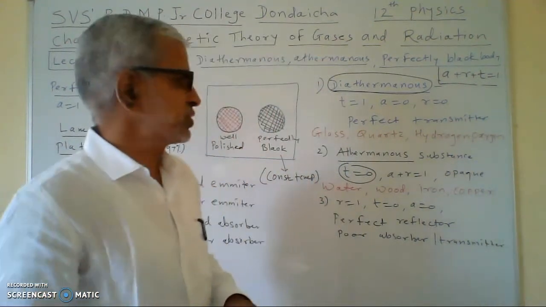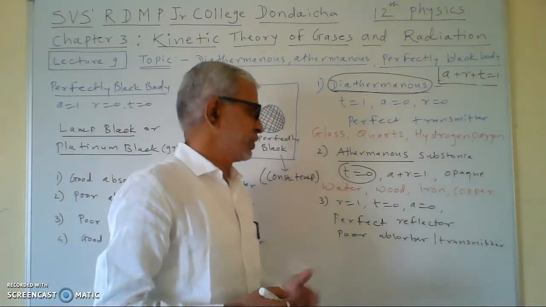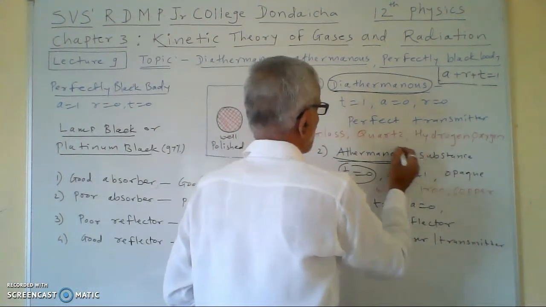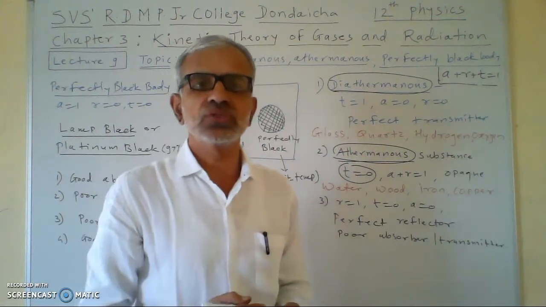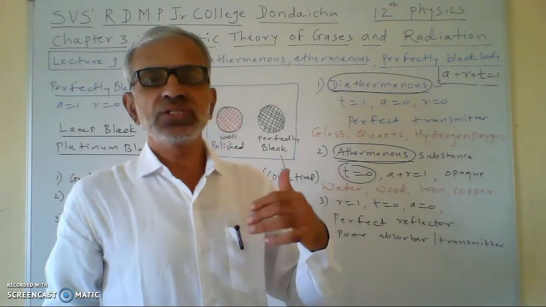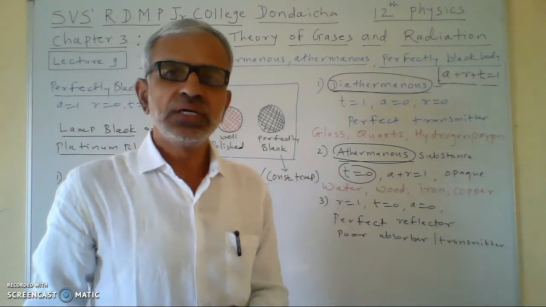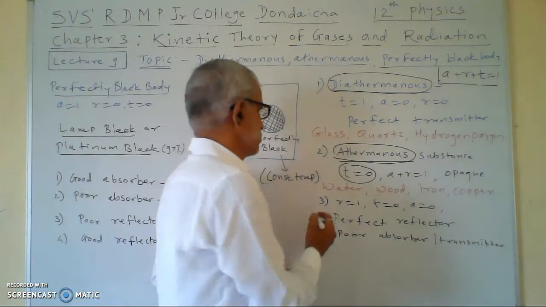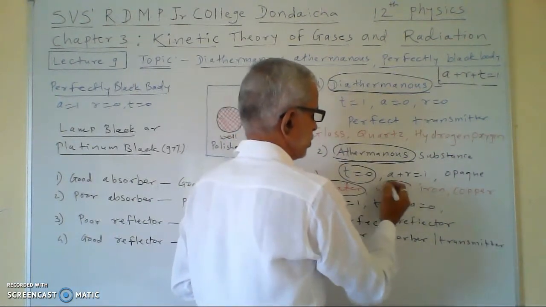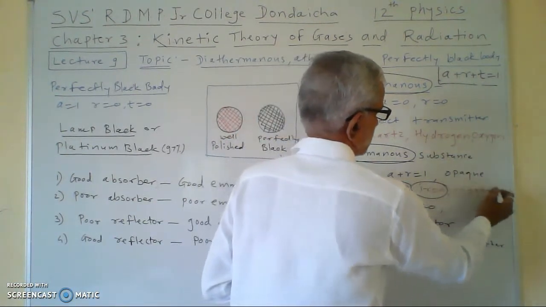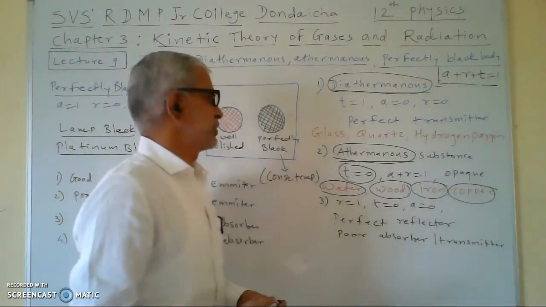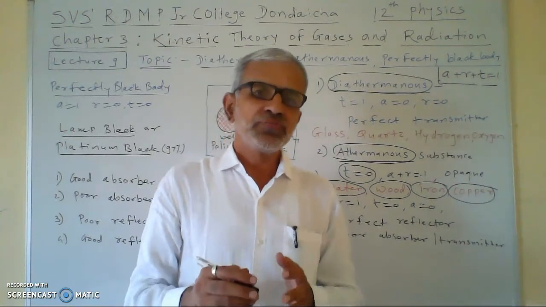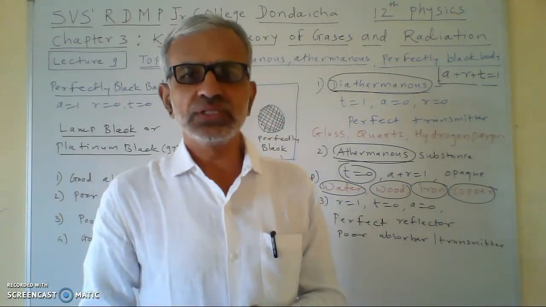So the substance which is opaque to the heat radiation is called the athermanous substance, or you can also say that the substance through which heat radiations cannot pass is called athermanous substance. Its examples are water, wood, iron, copper. These are the examples of the athermanous substance. So this is the meaning of the athermanous substance.